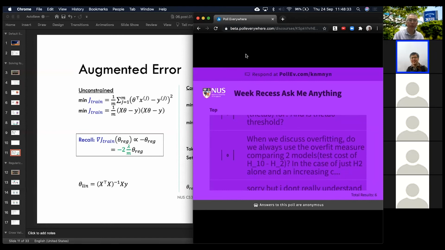John asked, in the case of just H2 alone and an increasing complexity of f, why then would the variance increase lead to more overfitting?